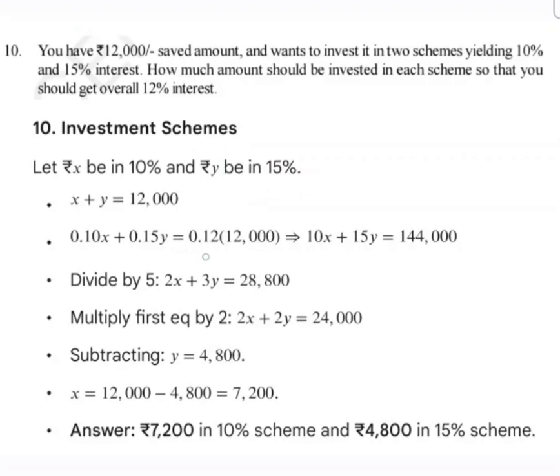10% and 15% giving 12% interest. That is 10x plus 15y equals 12 multiplied by 12,000, which is 144,000. So 2x plus 3y equals 28,800, and given x plus y equals 12,000, 2x plus 2y equals 24,000. Subtracting, 2x and 2x cancel, 3y minus 2y equals y, and 28,800 minus 24,000 gives y equal to 4,800 and x equal to 7,200 rupees.